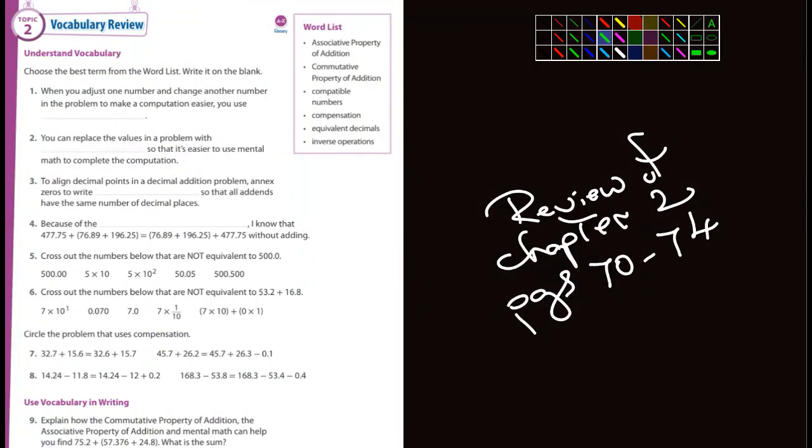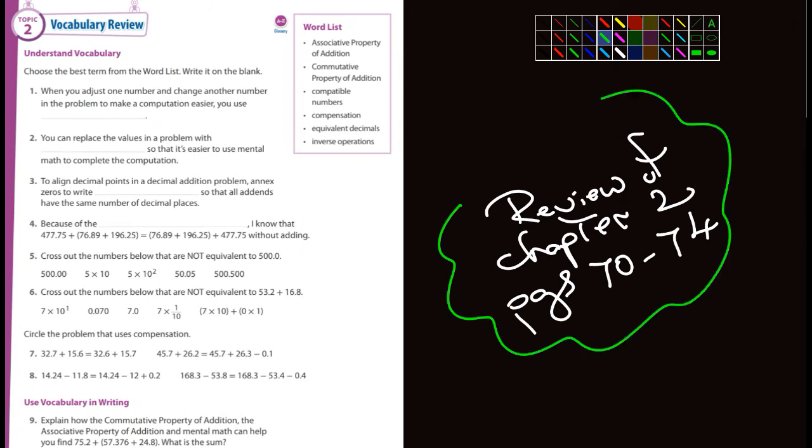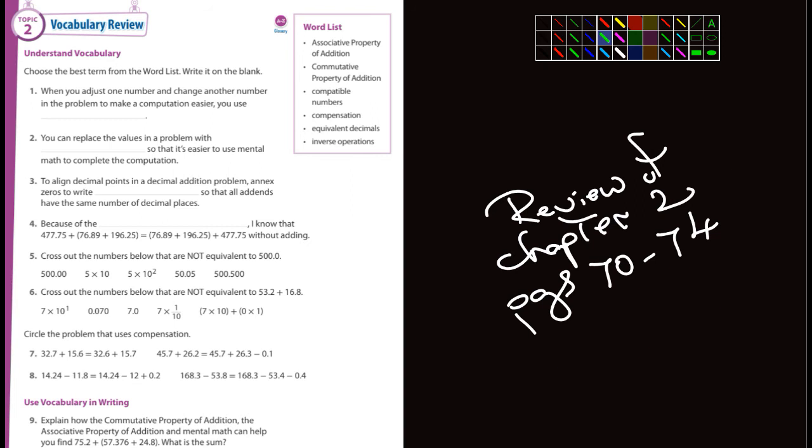Okay, fifth graders, we are wrapping up chapter 2 here. And we're starting with page 70, the vocabulary review. And I'm going to have you guys just do maybe three pages today, the vocabulary review, and then the 2 pages of the reteaching.